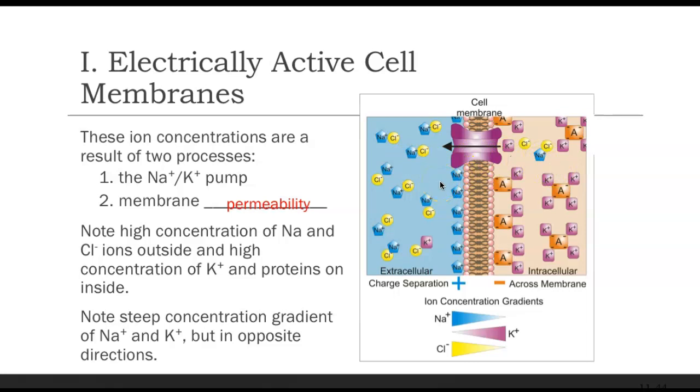And we want to note the high concentration of sodium and chlorine ions outside of the cell, and the high concentration of potassium and proteins, which are represented by the letter A here, on the inside of the cell. So we have some steep concentration gradients here, and I like this illustration to demonstrate that, where we have lots of the sodium and chlorine outside of the cell and lots of potassium inside of the cell.